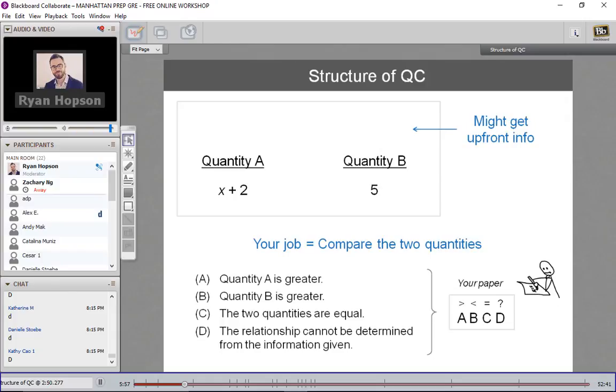Excellent. Yep, of course. Now that X could be anything, we don't know. Maybe the correct answer is that they're equal. Maybe quantity A is greater. Maybe quantity B is greater. We don't know, so the answer we choose is D.